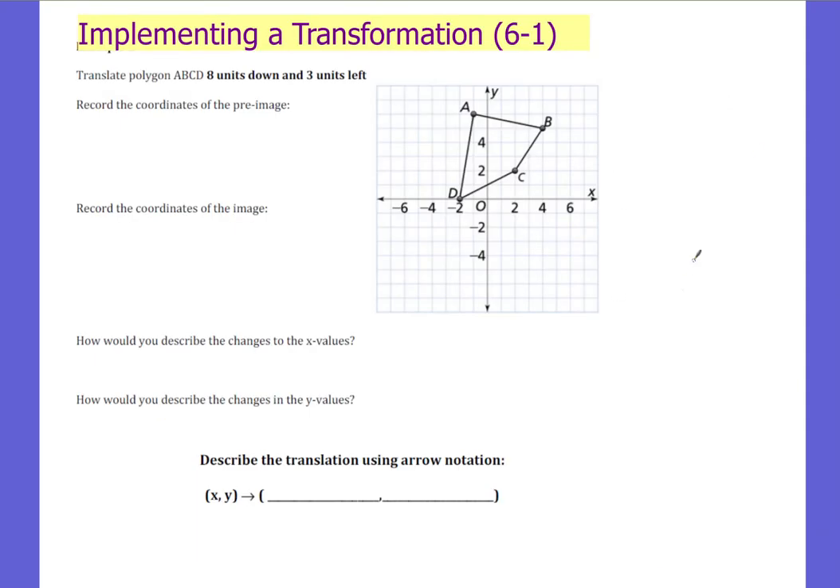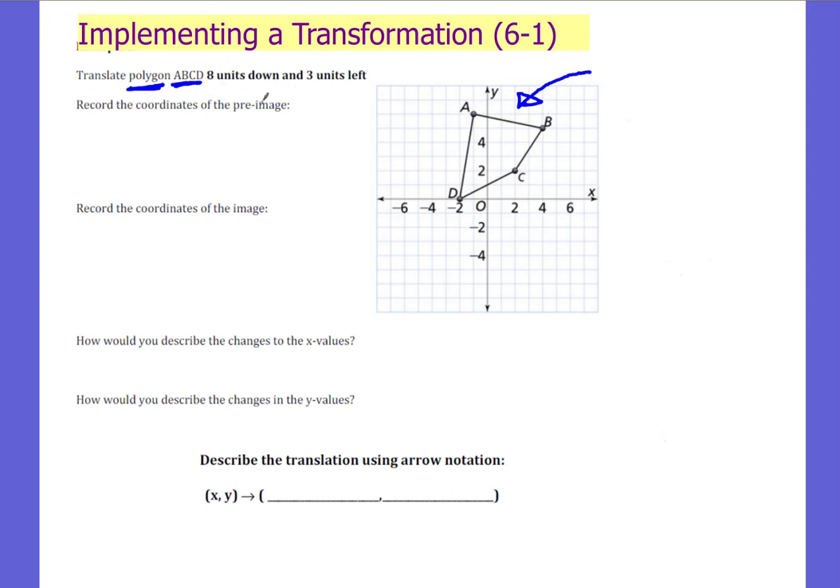I have this figure here, and we're going to look at how to mathematically implement a transformation. Our task here is to translate this polygon, and they describe it with the points on the outside, which are called the vertices. We say vertices A, B, C, and D.